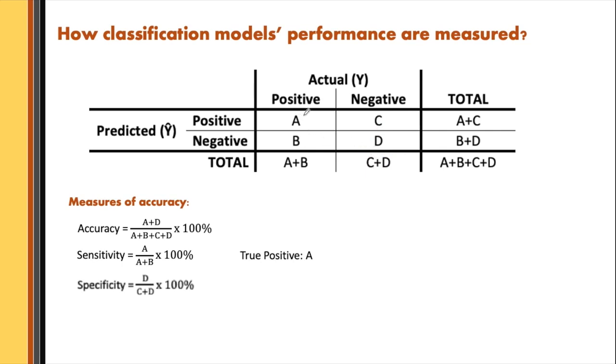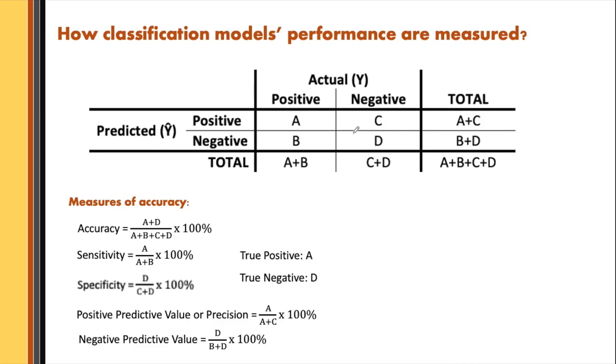The true positive count, which refers to this value, which is A, and the true negative, which refers to this value, which is D. And last, we have the positive predictive value or the precision, which refers to the percentage of those who actually have the positive outcome among those who were identified as positive using the classification model. While negative predictive value refers to those who really have a negative outcome among those who were predicted as having a negative outcome.